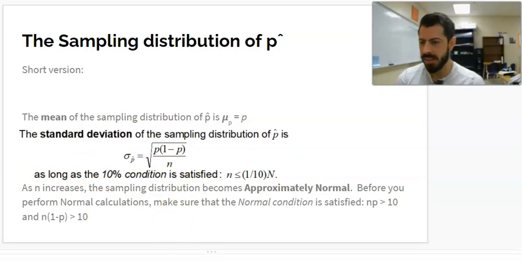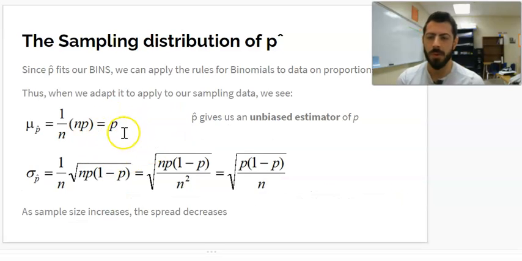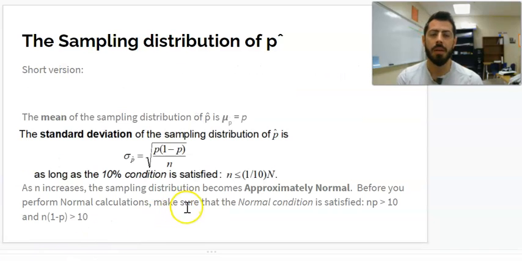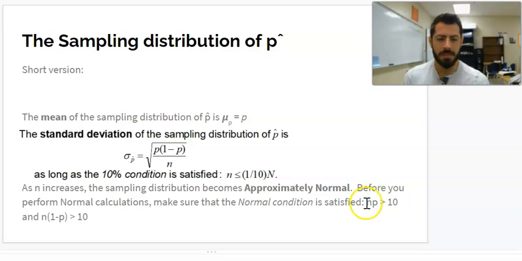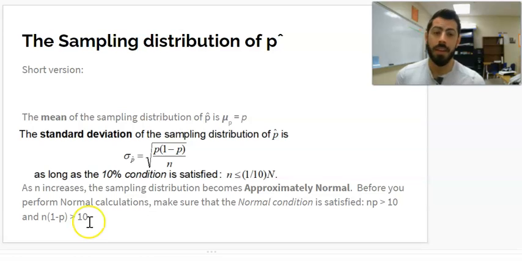However, since the mean for this is just P and the standard deviation has N as a denominator rather than in the numerator, we will be approximating using a normal distribution whenever we are doing any calculations with a sampling distribution for proportions. So we do need to make sure that this condition is satisfied because we will be using a normal distribution. And if it's not, if we don't have at least 10 successes and 10 failures, then don't proceed.